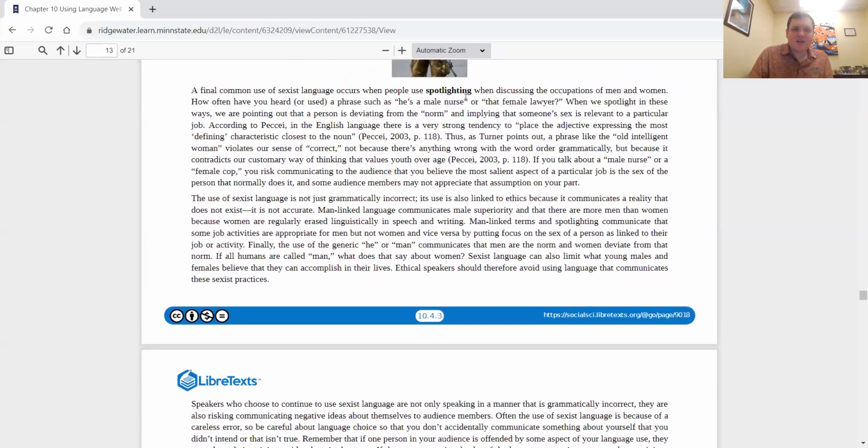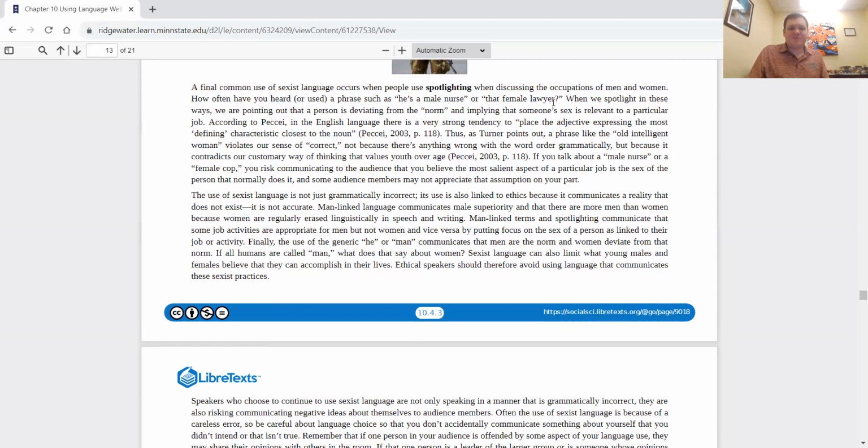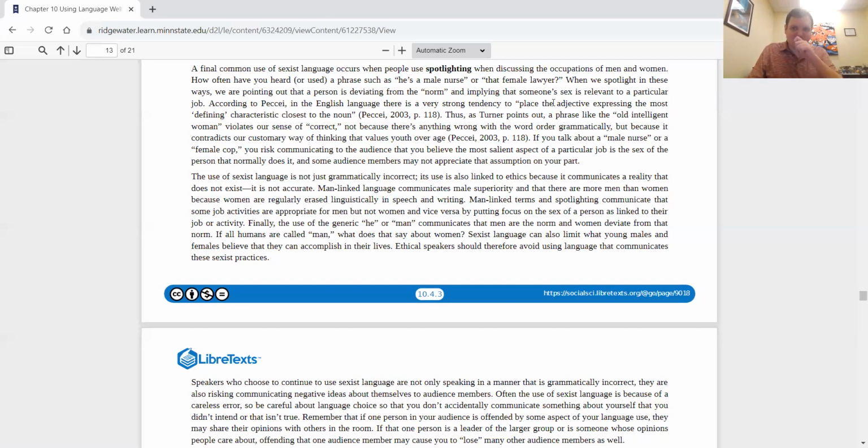Then it talks about spotlighting here. So spotlighting is when you're clarifying, oh, he's a male nurse, or that's a female lawyer, saying this person's deviating from the norm. Well, women aren't normally lawyers, so that's why I have to clarify this is a female lawyer, right? Or I have to clarify that he's a male nurse because he's not a woman, right? Again, it's pointing out that they're deviating from the norm, even though there are a growing number of men who are nurses, certainly a growing number of women who are lawyers. But again, spotlighting is one that's pointing out. It's again viewed as sexist language.